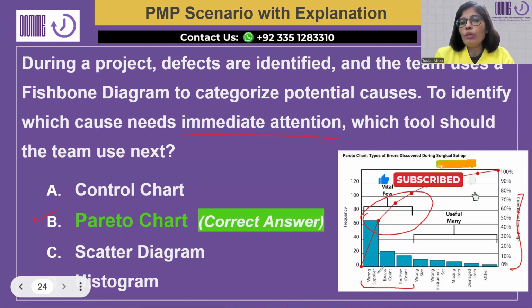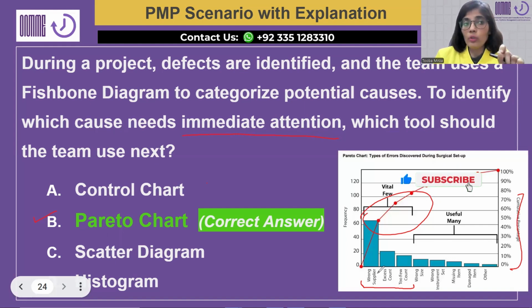And if we go with this technique in this situation, then the causes or the reasons for these issues which require immediate attention would be identified, and accordingly your 80% of the defects would be taken care of. Right? Pareto chart is very, very useful in the practical world for quality management, and it's a commonly asked technique in the exam as well. So make sure that you do understand that well.